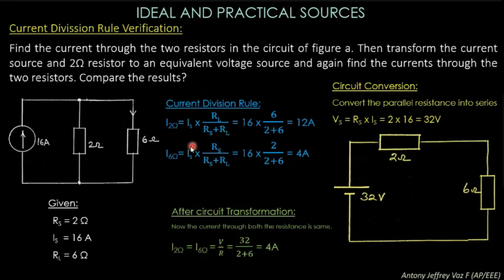In the next stage, you are going to find the current through the 6 ohm resistor. The formula is IS into RS divided by RS plus RL. So 16, which is the source current, into 2 divided by 2 plus 6. Very easy. So 16 into 2 divided by 2 plus 6 will be equal to 4 amperes.